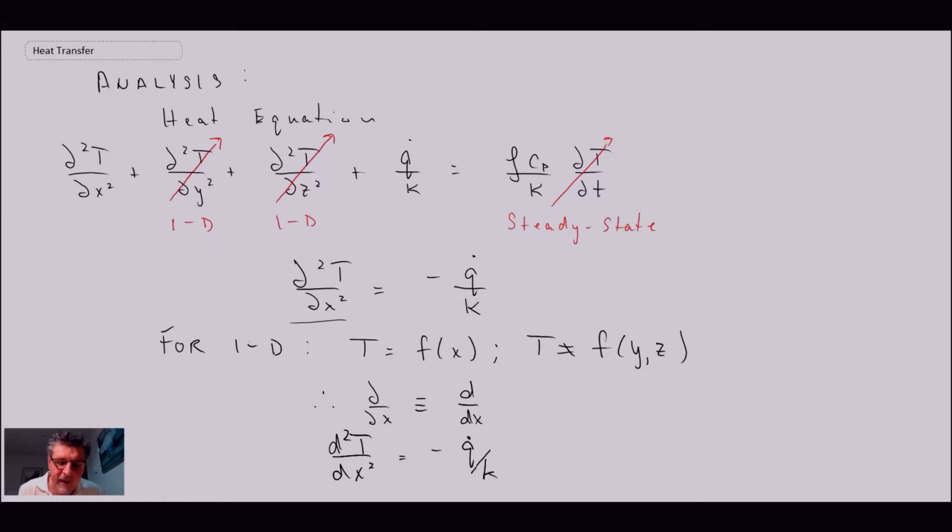Okay, so that's something that looks a little bit easier for doing analysis. And so how do we solve for the temperature profile if we have an ordinary differential equation? The way that we solve for that, we integrate, and we integrate twice because it's a second derivative. So we will integrate this twice.